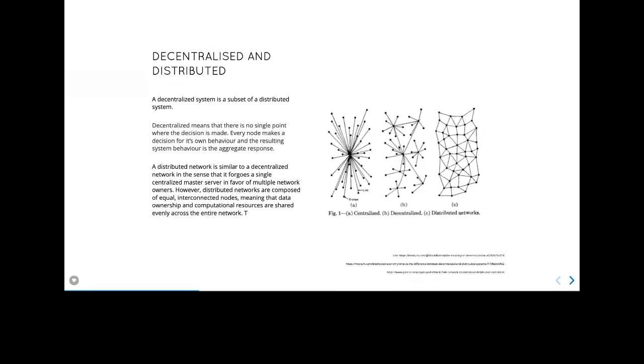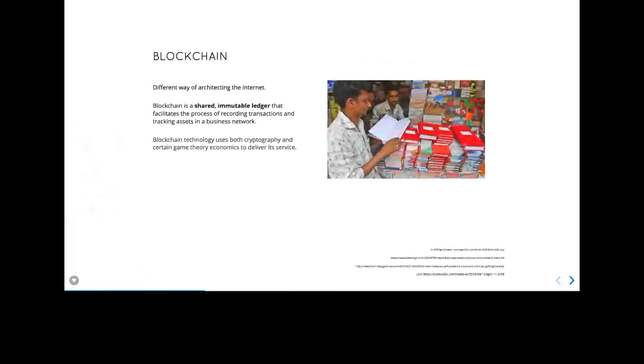And decentralization means that there is no single point where a decision is made. Everyone has their own way to make decisions and behave and whatnot. So why do I talk about this? Because blockchain is this idea of giving power back to the people, right? So it is a different way of architecting the internet.